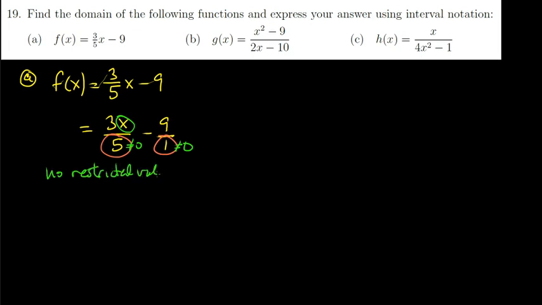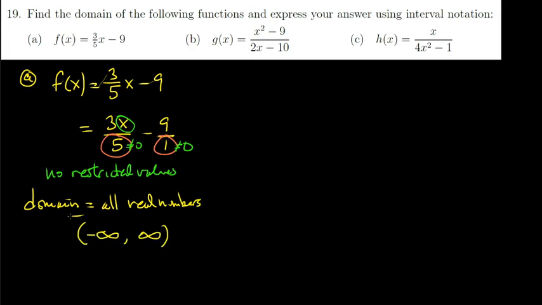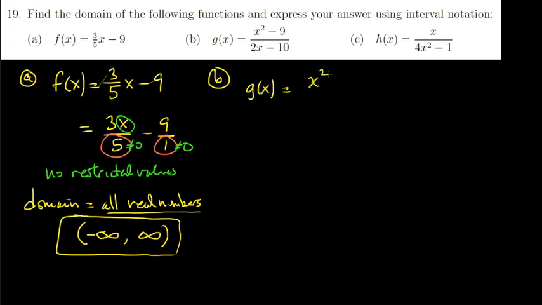No restricted values. But that means the domain then is everything. All real numbers. In interval notation, you're going from negative infinity all the way to positive infinity. So that's the interval notation for all real numbers. Okay. Part B. g of x is, I'm just rewriting it, x squared minus 9 over 2x minus 10.